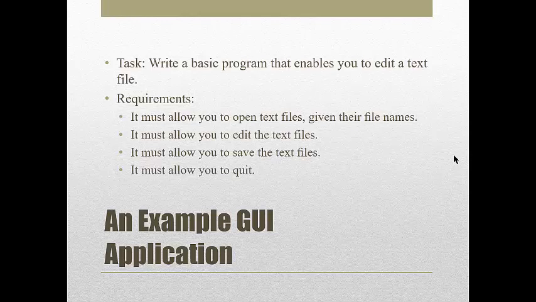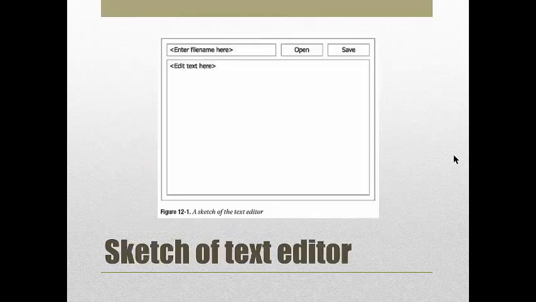So what we're going to do for a demo, probably next time, if not this time, is write a basic program that enables you to edit a text file. It must allow you to open text files, get their file names, and then edit them and save text files. So basically we're going to make a much better version of Microsoft Word. It'll look like this. We're not going to have all that junk that Microsoft Word has. We're just going to have, you type in a file name and you can open it, or you can type text here and save it. And when you type a file name and open it, it'll overwrite whatever's in this text box and then display what's there. So that's what we're going to make with the demo.